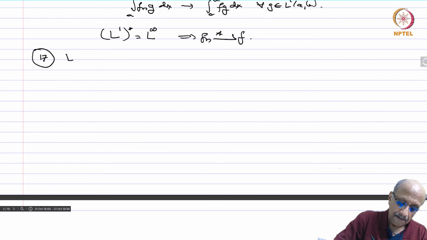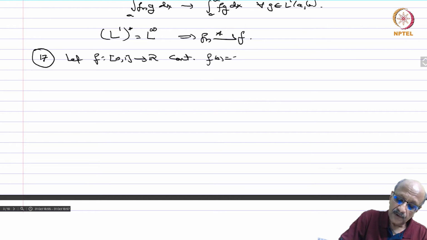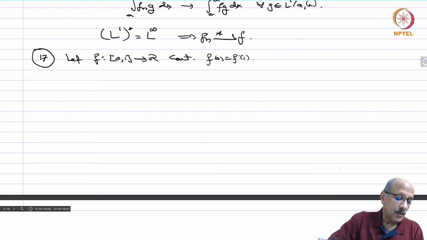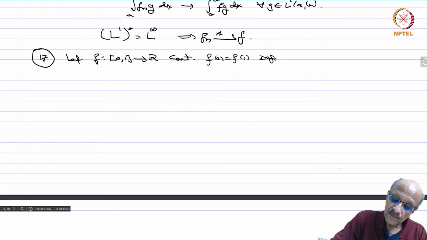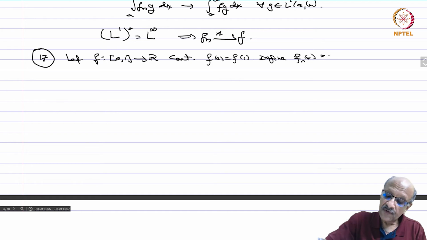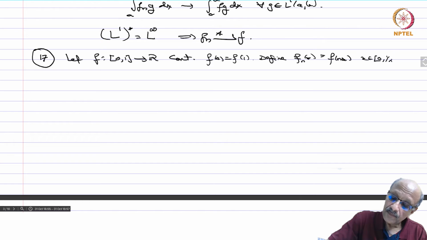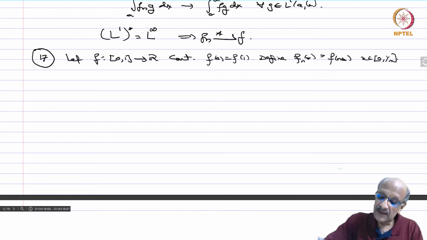Let f be from [0,1] to R, continuous, and f(0) equals f(1). So it's a periodic function. Define f_n(x) equals f(nx), x in [0,1/n]. So you are rescaling the same function.